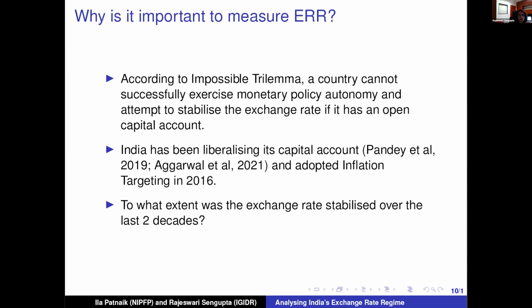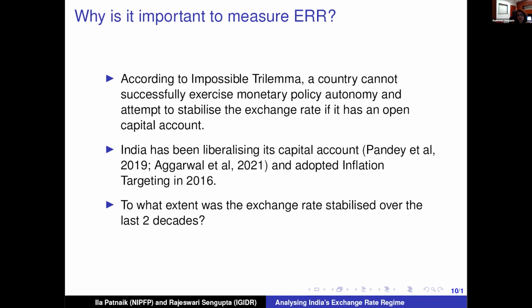The reason it's important, of course, is the most important open economy macroeconomics principle of the impossible trilemma: a country cannot successfully exercise monetary policy independence and also try to stabilize the exchange rate if it has an open capital account. So there is evidence that India has been gradually liberalizing its capital account over the last few years. And we also know that India has adopted inflation targeting in 2016.